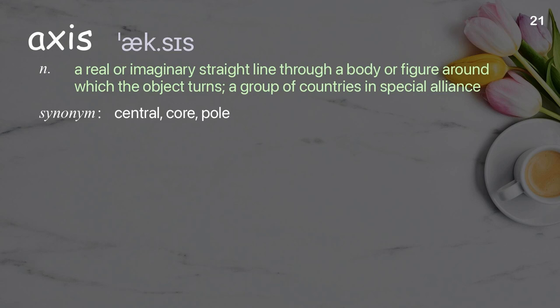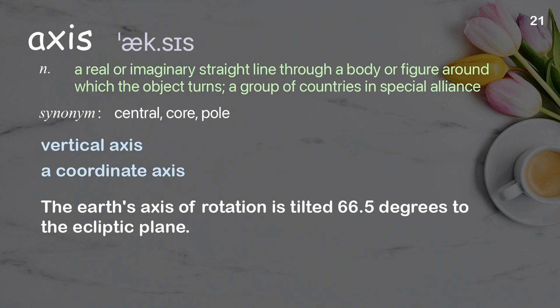Axis. A real or imaginary straight line through a body or figure around which the object turns; a group of countries in special alliance. Examples: Vertical axis. A coordinate axis. The Earth's axis of rotation is tilted 66.5 degrees to the ecliptic plane.